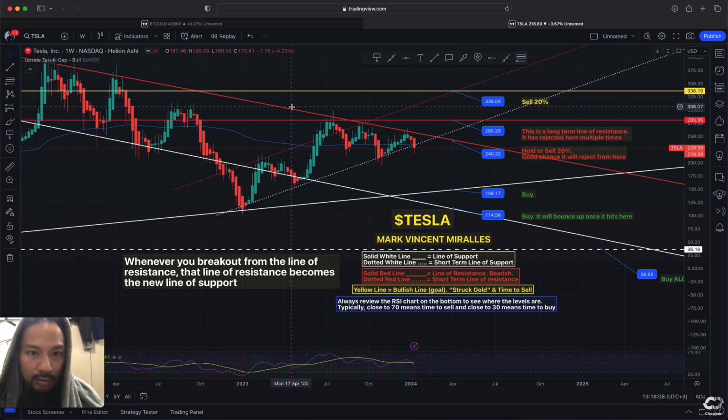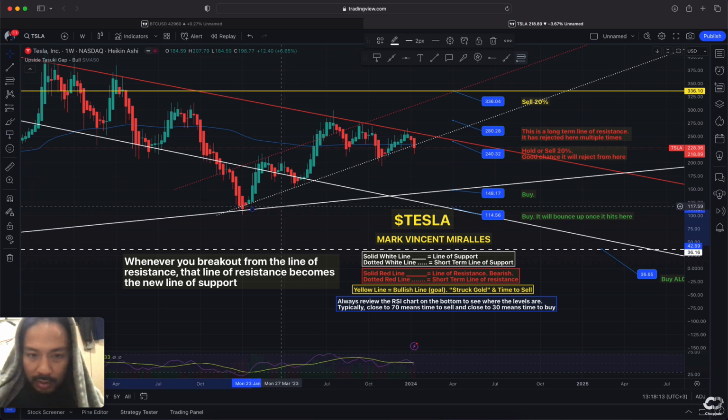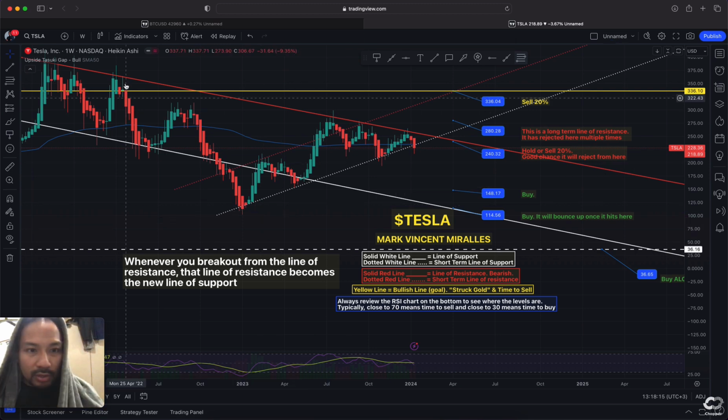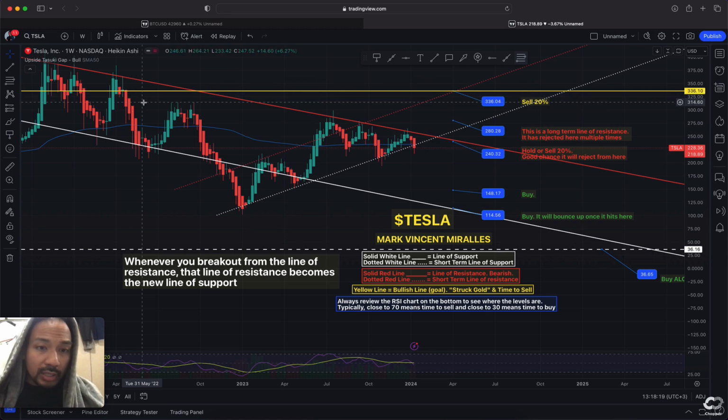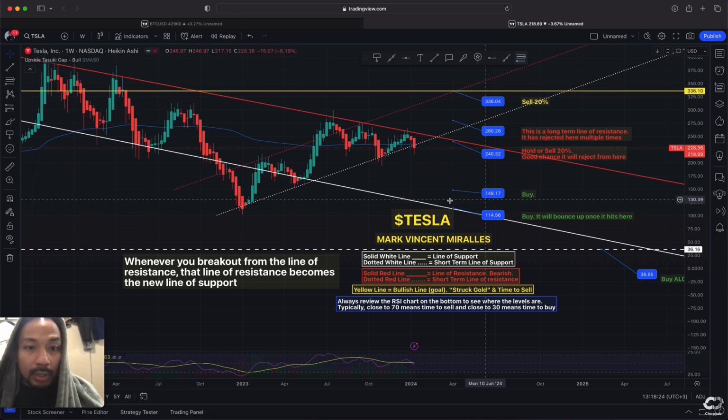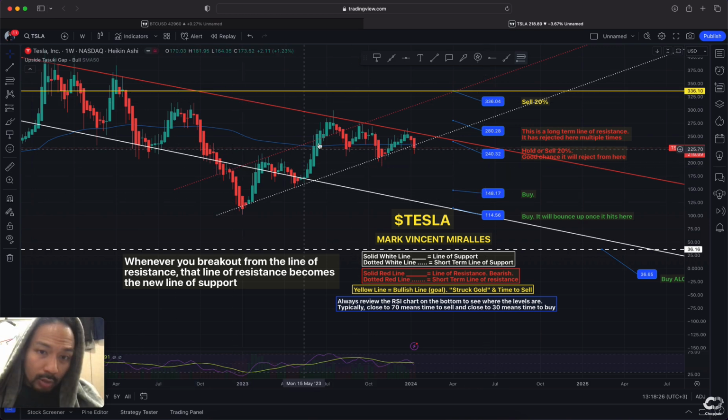Okay, so let me just erase some lines so that it's a little bit easier to see. Okay, so this is our descending channel. So for those that are long-term on Tesla, we're on a bearish run right now, but short-term we're also on a bullish run right now, but we're still in this channel here.